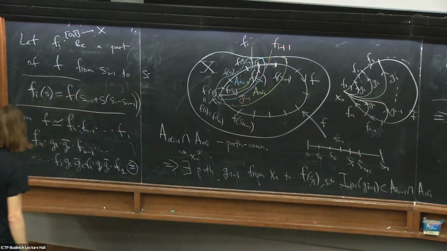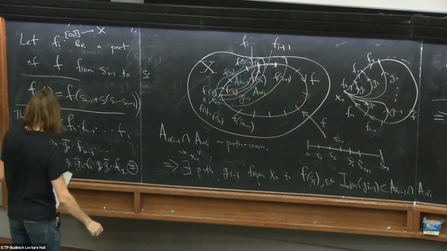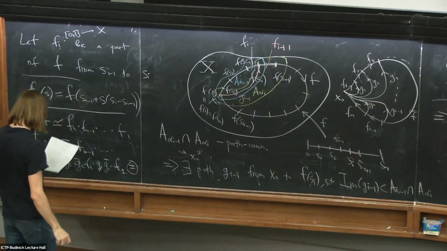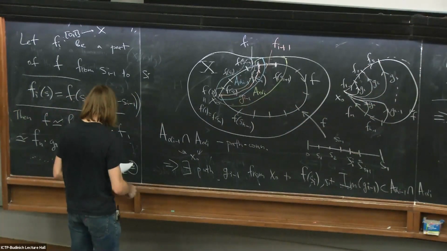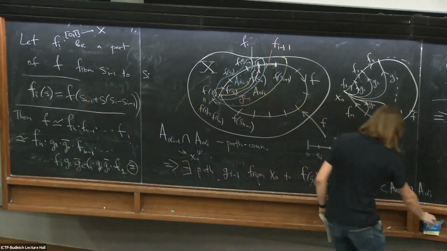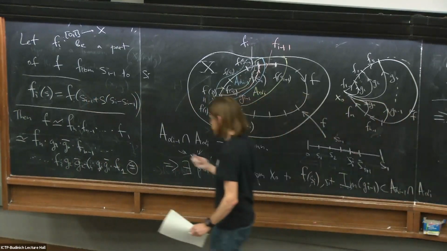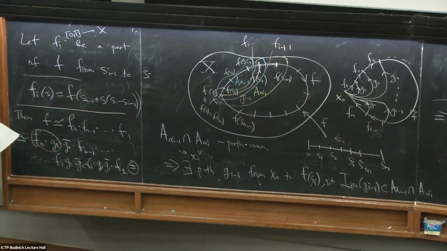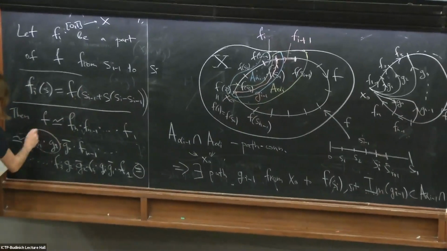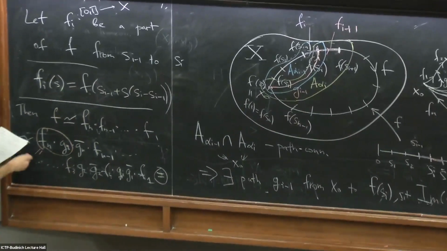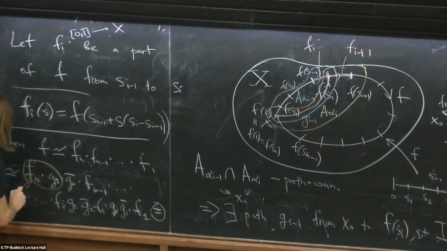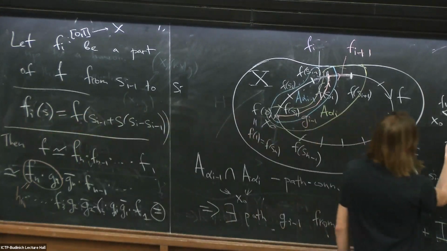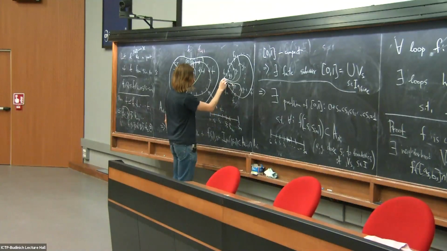Okay. And then after I did this, I can just use this expression which I have already here. So I can consider this piece in the composition and say that this is h n. So this would be a loop, because this is a loop based at x0.